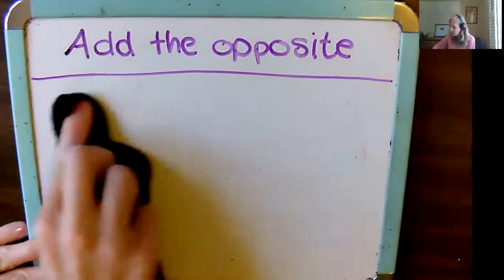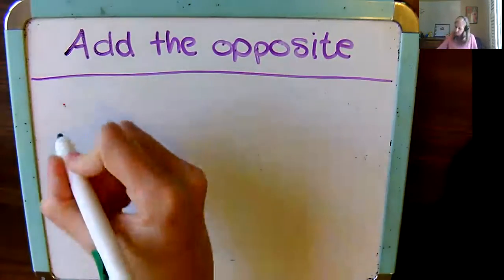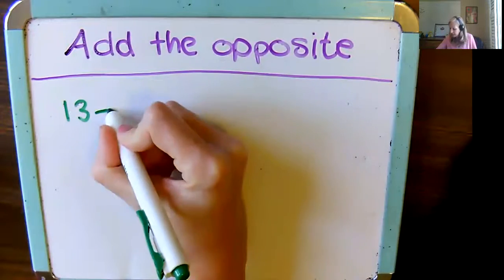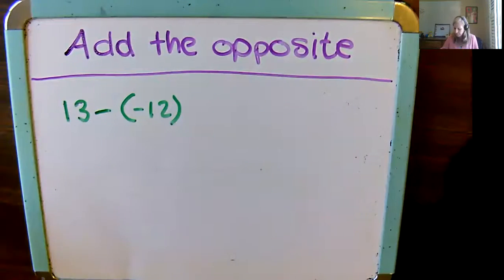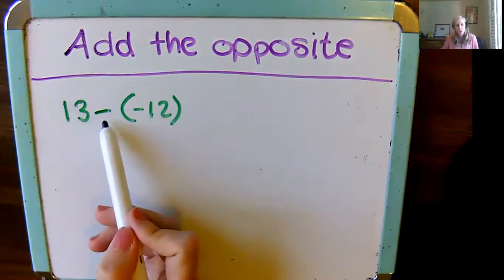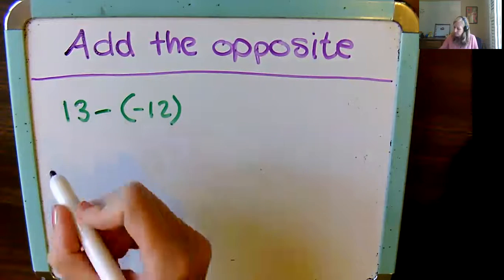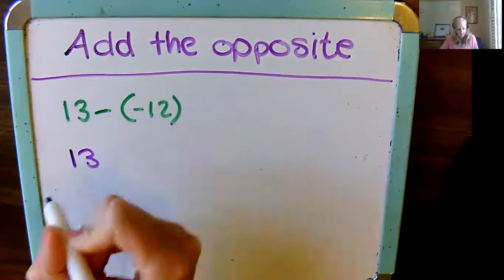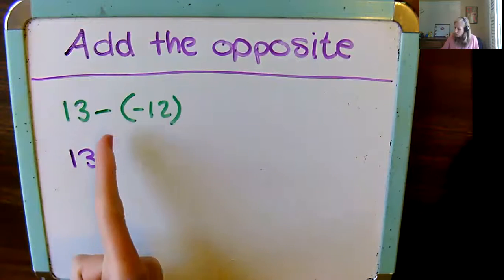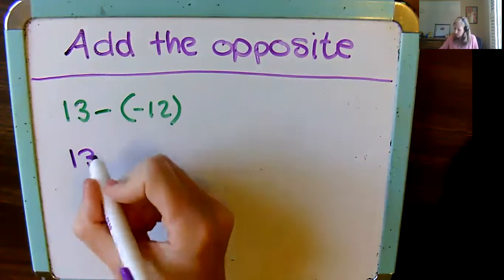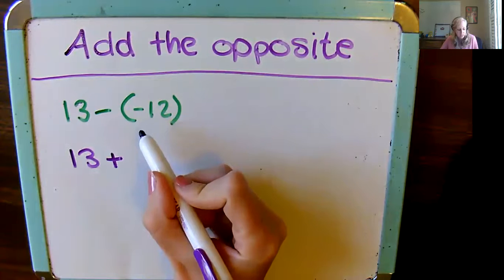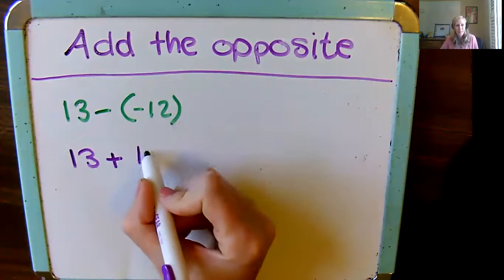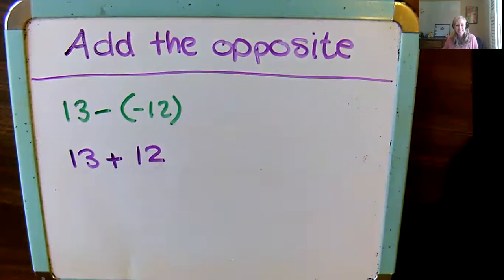Let's try a few more. You try this one. 13 minus -12. This is a subtraction problem. Keep your first integer exactly the same. Change your subtraction into a plus sign. What is the opposite of -12? Positive 12. Same signs, add and keep.